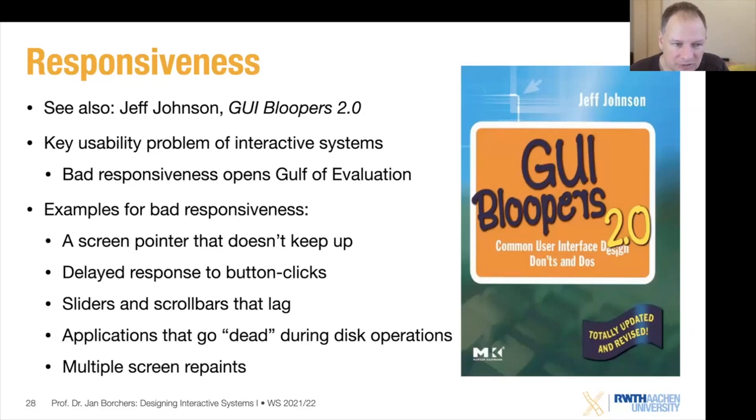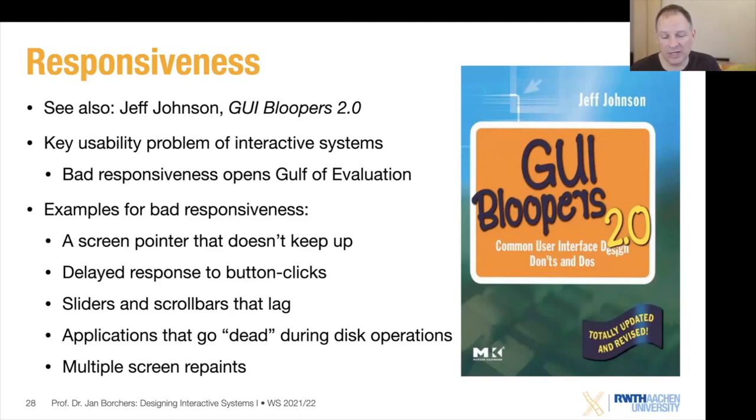Here are some examples of bad responsiveness. A screen pointer, like your mouse cursor, not keeping up, right? That basically starts jumping. Or I click a button and there is a noticeable delay before the button actually inverts and does something, right? Or sliders and scroll bars that lag behind me dragging them. Or applications that go dead during disk operations and just sit there and you can't do anything, right? Where the software is basically behaving as if it would take no time at all to do this. And we're just going to let the user look at a frozen interface until the disk operation is completed. Or screens getting repainted multiple times before the final layout is there. I think you've all seen these examples.